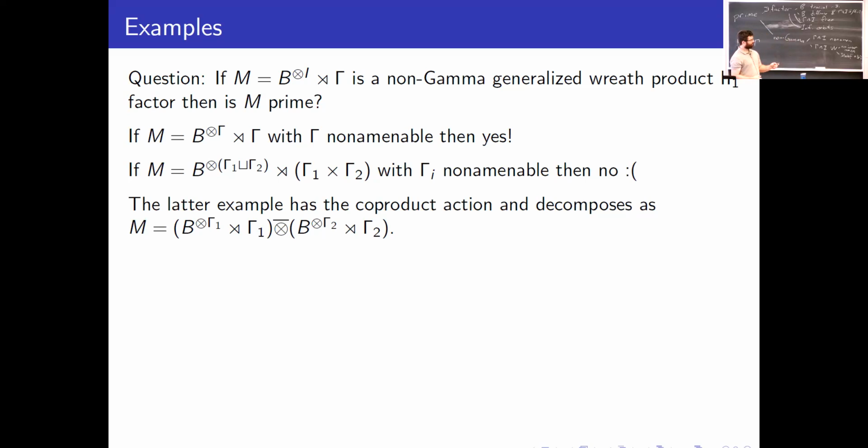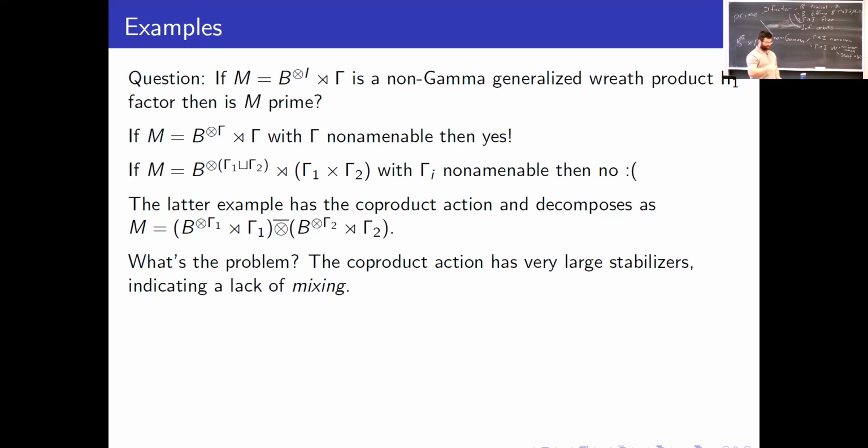So what's the problem here? Basically, the issue is the stabilizers. The nice thing about the genuine Bernoulli action is that there are no stabilizers. All the stabilizers are trivial. So you get this very, very strong type of mixing property. But in this coproduct example, the stabilizer is very large, right? The stabilizer of the whole gamma 1 orbit is all of gamma 2. It's like a massive subgroup, relatively speaking.